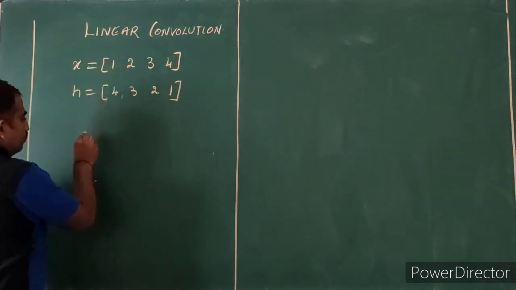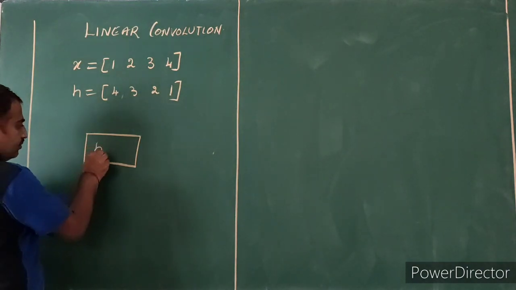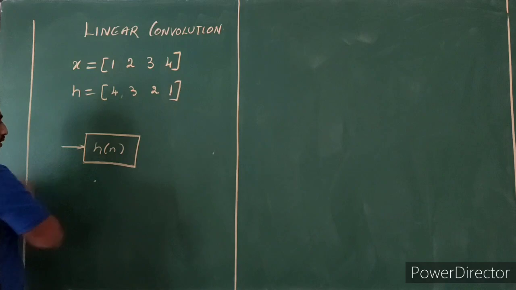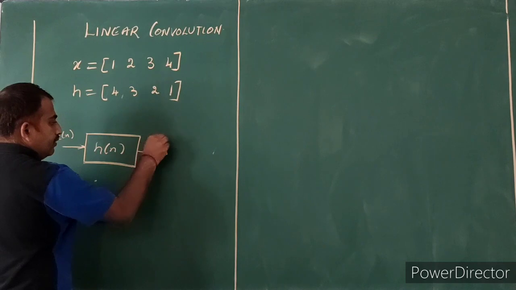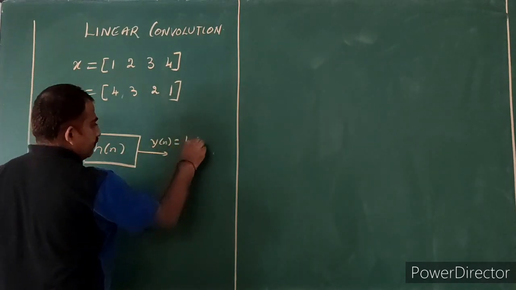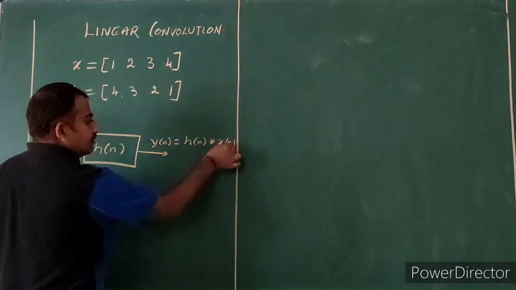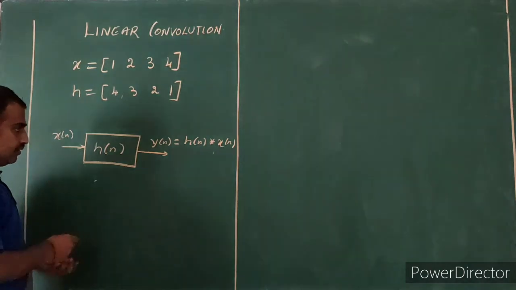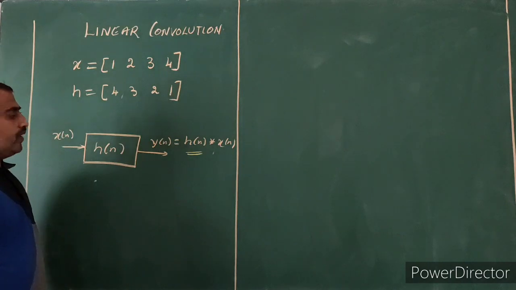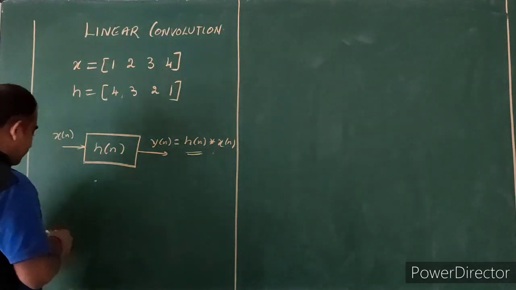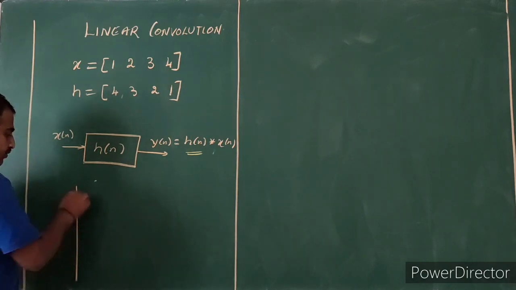So what is a linear convolution? If you understand it with the help of a block diagram representation, this is a system response h of n, given an input x of n. We are going to get an output of y of n, which is equal to h of n convolved with x of n; convolution is given by the multiplication symbol. So this is the final representation. Now let us understand how we get these particular values with the help of a matrix method, representing it in terms of a matrix.